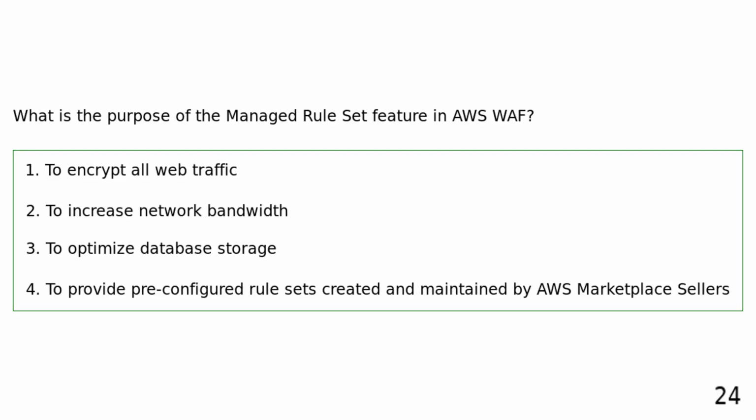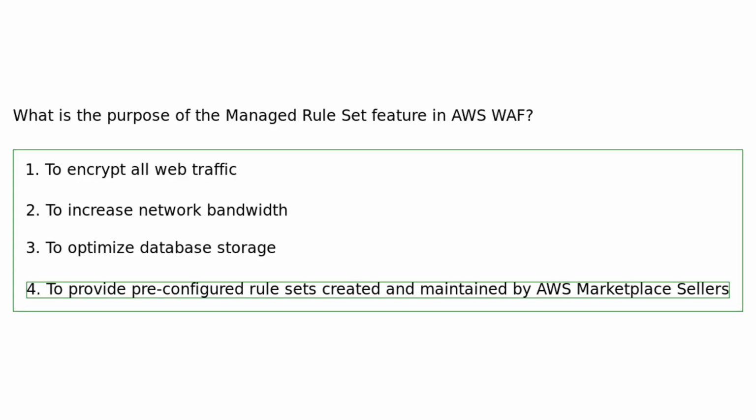What is the purpose of the managed rule set feature in AWS WAF? To encrypt all web traffic. To increase network bandwidth. To optimize database storage. To provide pre-configured rule sets created and maintained by AWS Marketplace sellers. The Managed Rule Set feature in AWS WAF provides users with pre-configured rule sets created and maintained by AWS Marketplace sellers, offering ready-to-use rules to protect their web applications against common threats and exploits.